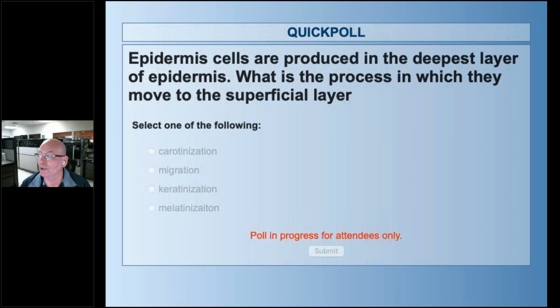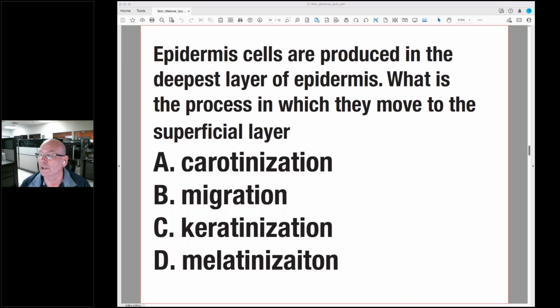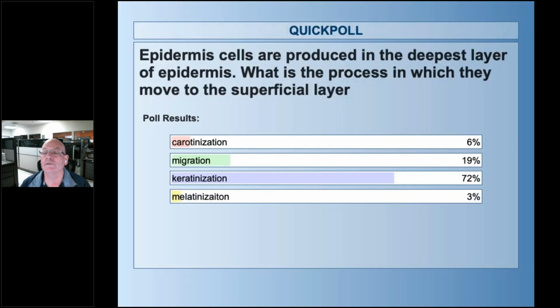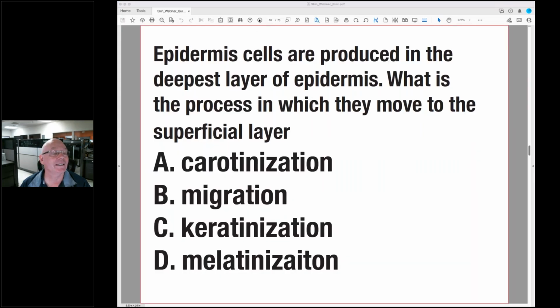A minute in, here we go, 84%. That's okay. 5, 4, 3, 2, 1. Close the poll. And we have 72% said keratinization. If you add that to 6% with the spelling, I guess you got most of it. So yes, it is keratinization, C. You guys are on it. Very good.